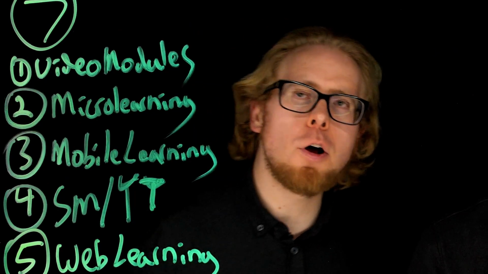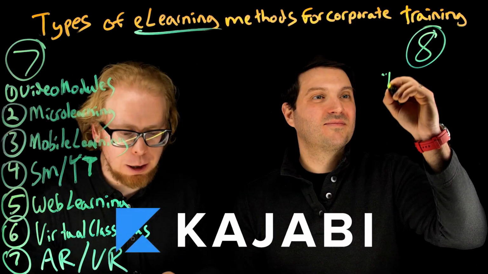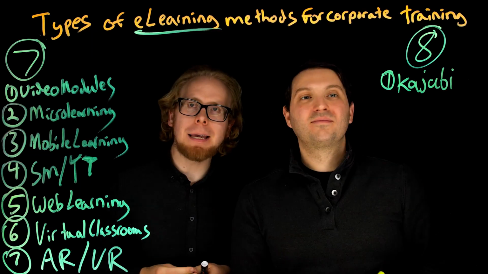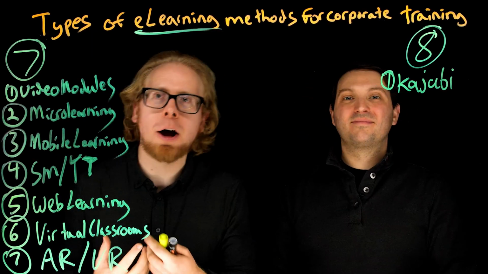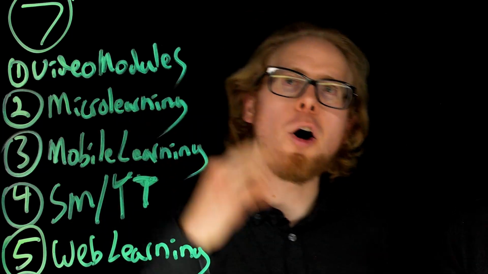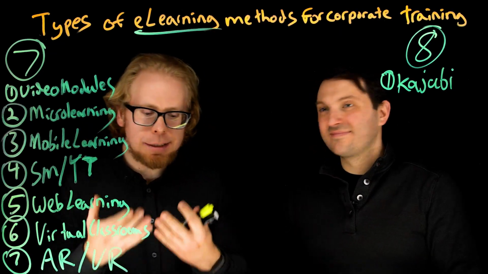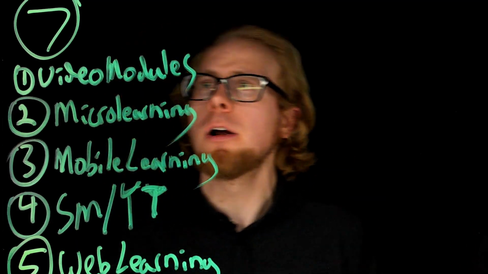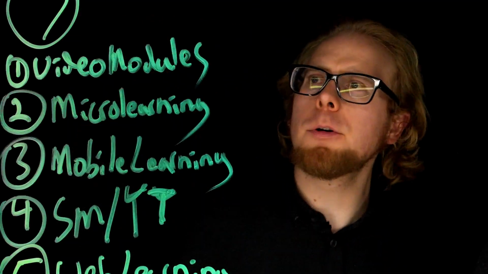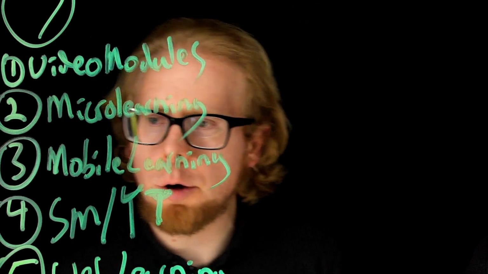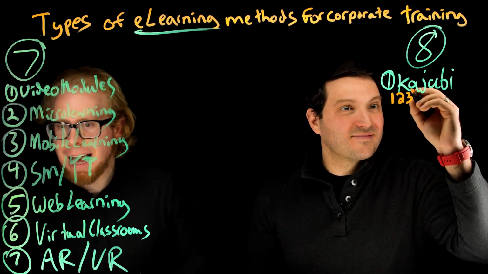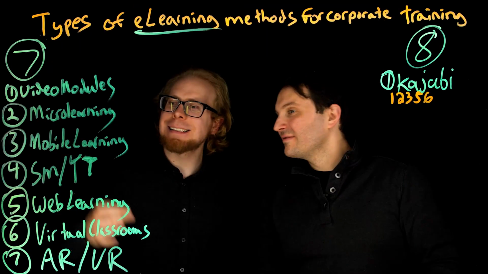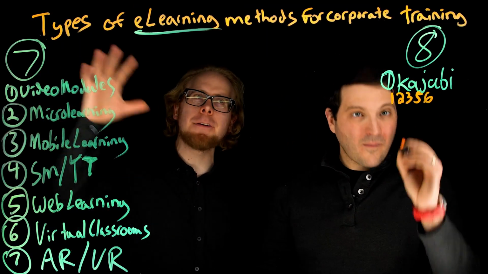So e-learning technology number 1 is Kajabi. Now Kajabi is an LMS/BMS. That means that it not only hosts your online course, your e-learning, it also acts as a business system. So let's look over here. What types of e-learning methods does Kajabi empower? Number 1, video modules. Number 2, microlearning. Number 3, mobile learning. Number 5, web learning. Number 6, virtual classrooms. That's literally 5 of the 7 over here.